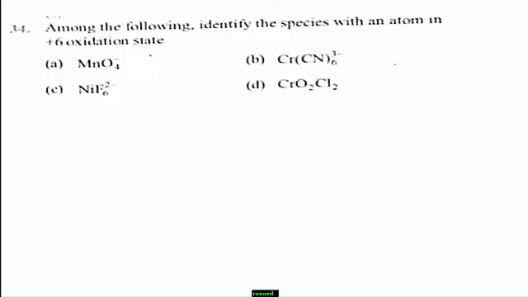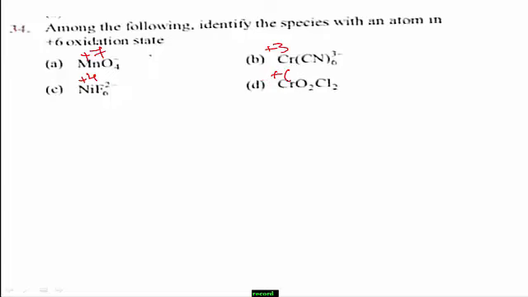Which one is the right answer? Students, in MnO4 minus, the oxidation state of Mn is +7, calculate yourself. And in [Cr(CN)6]3 minus, chromium oxidation state is +3 here. And in [NiF6]2 minus, the oxidation state of nickel is +4. And CrO2Cl2 oxidation state is +6.